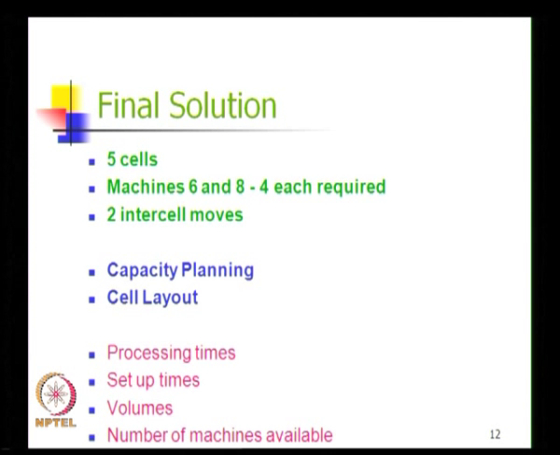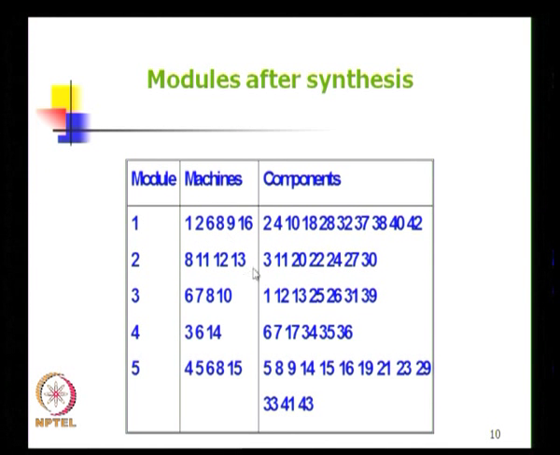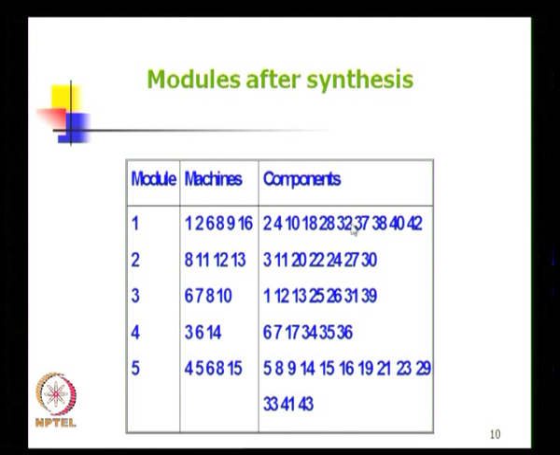Even though we have said that this cell will have 1, 2, 6, 8, 9 and 16, and it will make all these components, now we need to check whether there is enough capacity in the cell to make these components. Now what is capacity in the cell? How do we measure that? Suppose we create this cell with 1, 2, 6, 8, 9 and 16. Now we go back and realize that out of all these components only 37 and 42 require 1, whereas a large number could require 6 or 8 or 9.